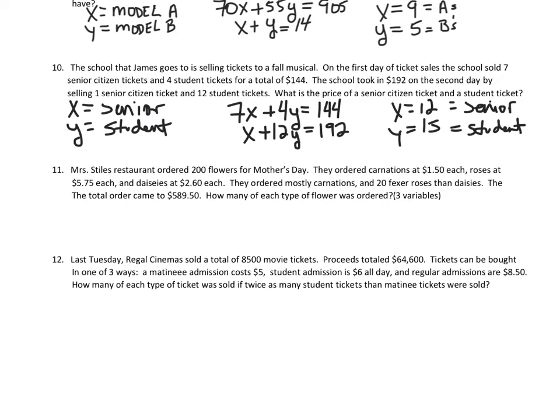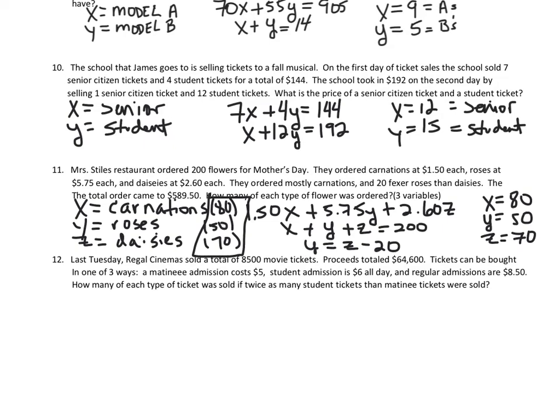Okay, and we also have a hint here that this is 3 variables. So we're going to identify our variables and set up our system and then solve using the calculator. Okay, so after setting up the systems, we have $1.50 times X, which represents this $1.50 for the carnations, $5.75 times Y, which is the roses, and then $2.60 times Z for the daisies, and that equals $589.50. Let me get that in there. $589.50.